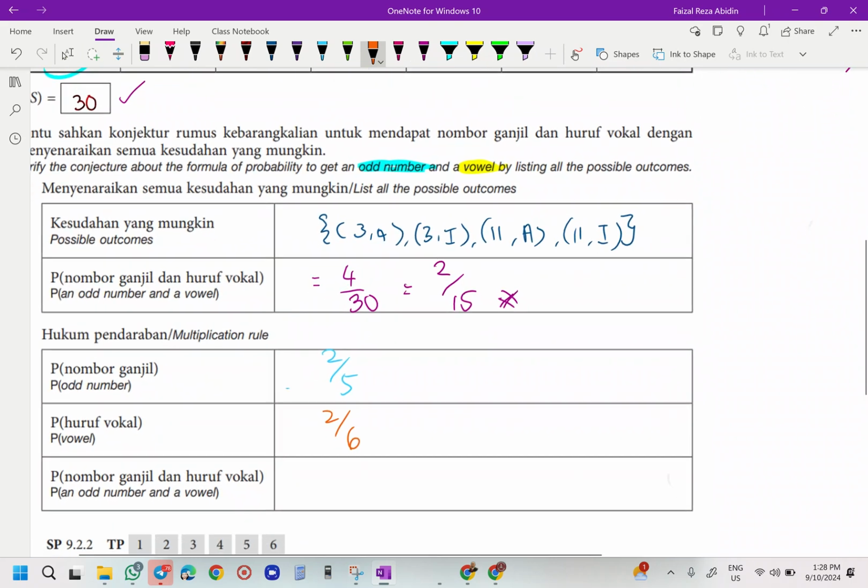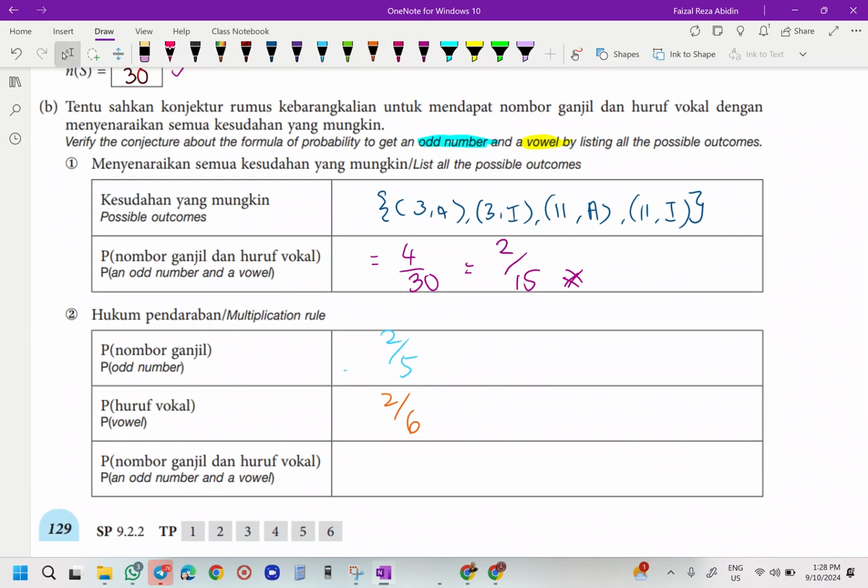So if I want to find the probability for getting an odd number and a vowel, what are you going to do? You are going to multiply 2 out of 5 times 2 out of 6. So if you look over here, 2 times 2 is 4, and 5 times 6 is 30. Can simplify? Yes. You are going to get the same answer. Because you see over here, 'and' means multiply.